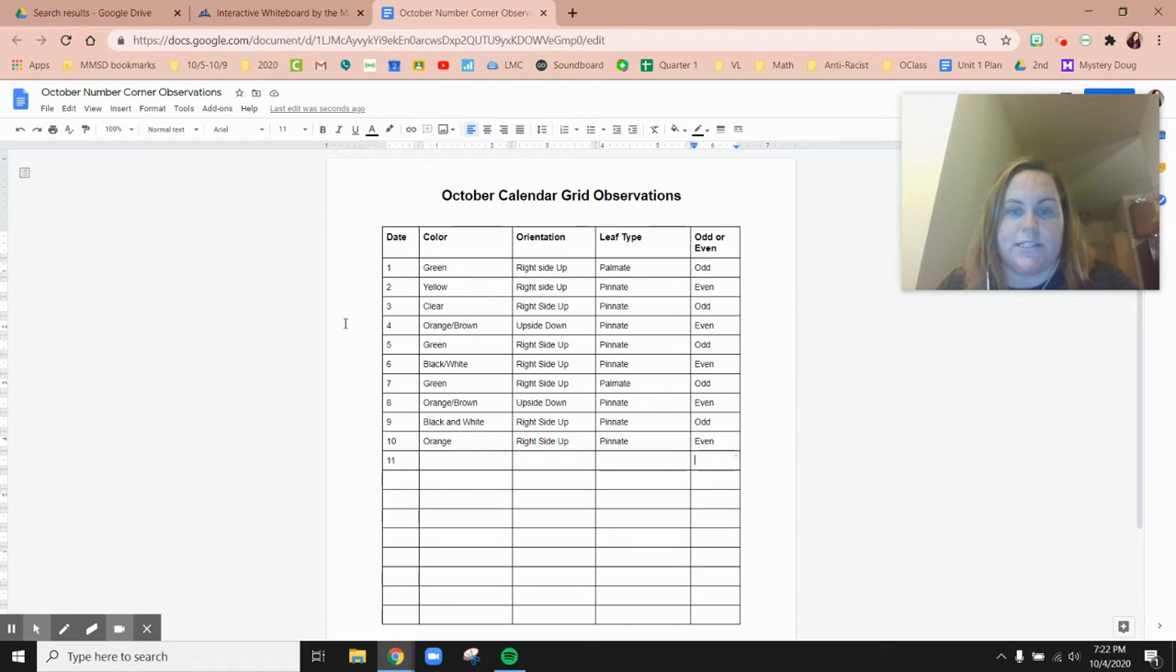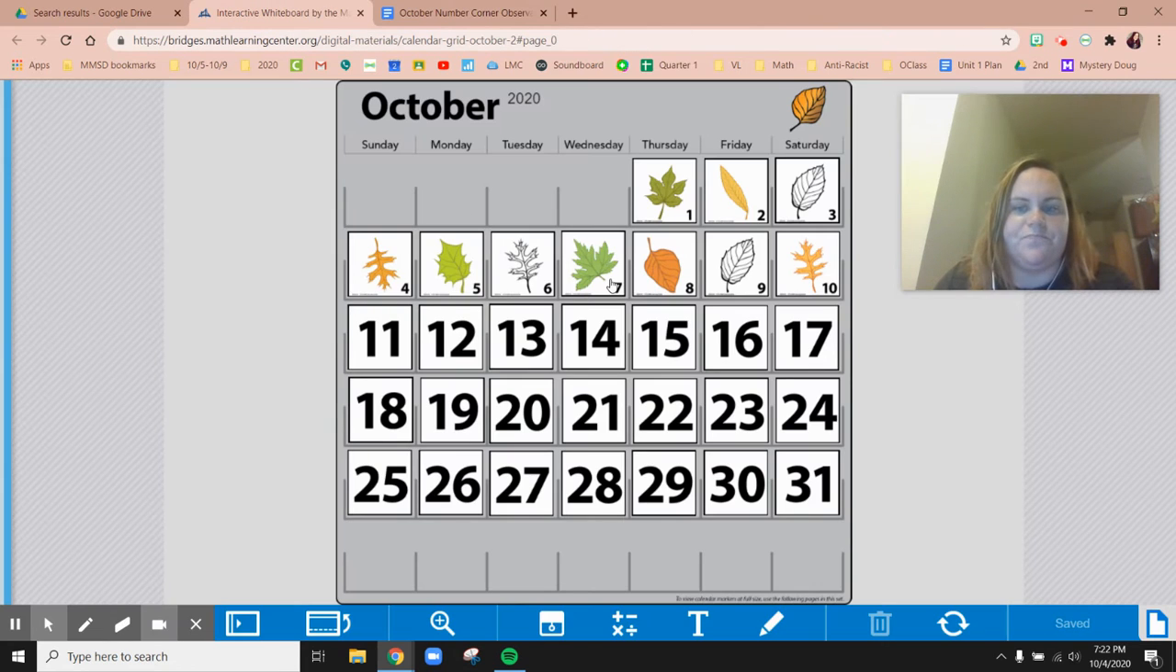And last week we started to notice some patterns in our observations. So remember that pinnate leaves are like number 10. They are like a feather, and the vein goes all the way up, and then veins go out from that. While a palmate leaf, which is like number 1 or 5, they originate from the bottom, the veins do. So I'm going to flip over October 11th now, and we're going to record our observations.